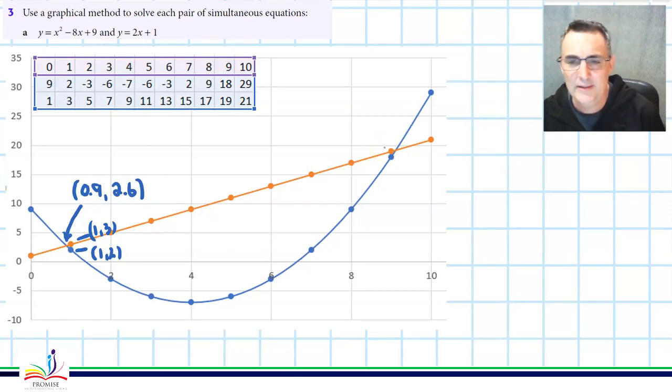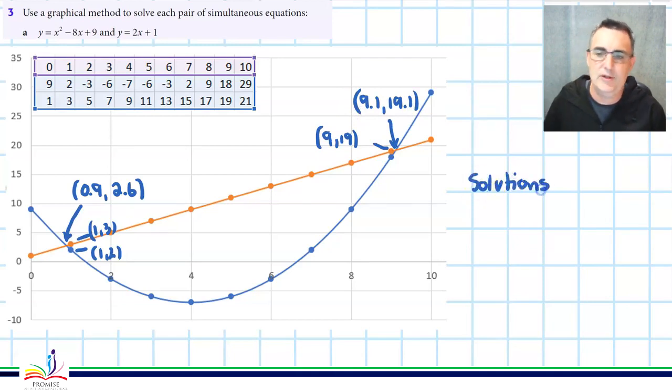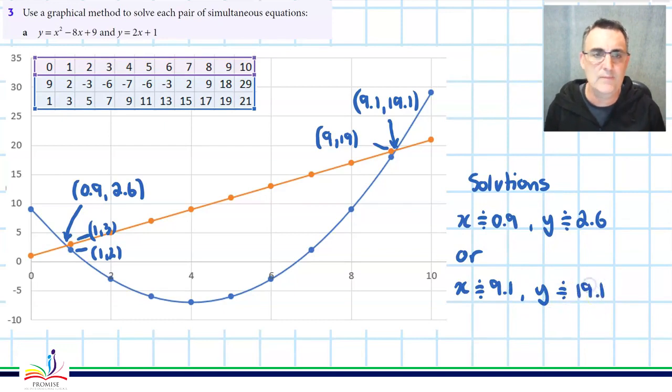Let's go to the other one. We see that the intersection point is actually above both of those points at x equals 9. So the straight line point is 19. So let's just say that that intersection point is 9.1, a little more than 9, and a little more than 19. Let's just go 19.1. Right, and that gives us our solutions. x is approximately 0.9, y is approximately 2.6, or x is approximately 9.1, y is approximately 19.1. We're done. That's all the question asks us to do.